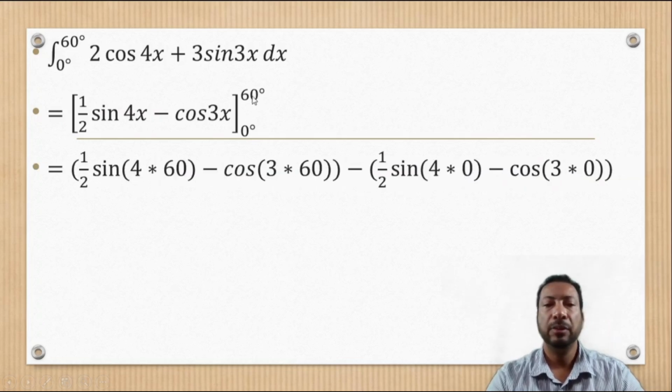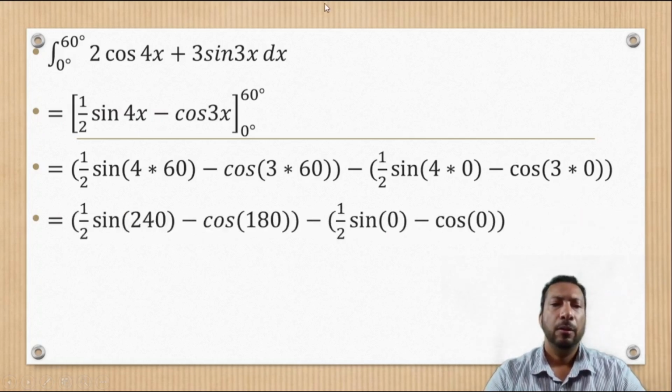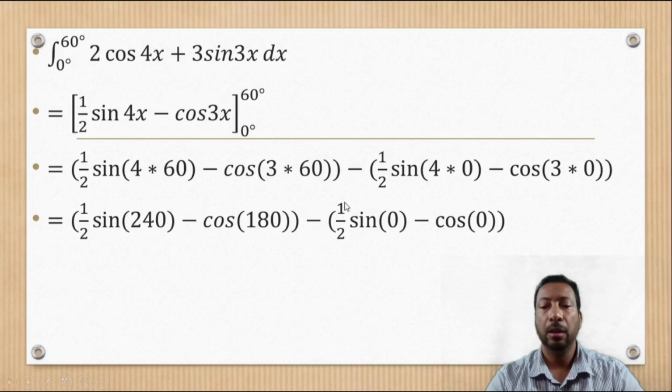So substituting those values, we'll have 4 times 60, 3 times 60, 4 times 0, and 3 times 0. So 4 times 60 is 240. 3 times 60 is 180. And of course, 4 times 0 is 0.